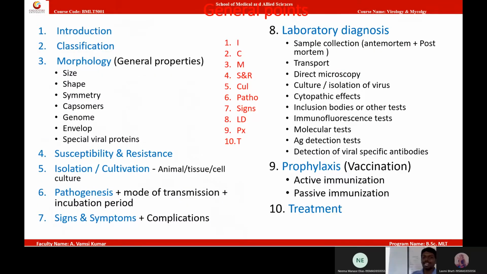Okay. So as I said, no matter whatever the virus is, you need to satisfy all the 10 points. These are the 10 points that I discussed.